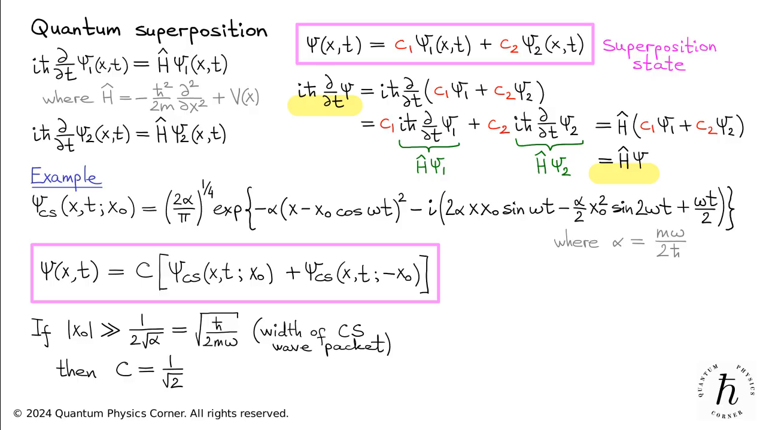To visualize the superposition state and its motion, let's select specific values for the parameters. We will use atomic units, where h bar and the particle's mass are both set to unity. We will also take the oscillation period as the unit of time, making omega equal to 2 pi. Finally, let's set x sub 0 to be 1.2.